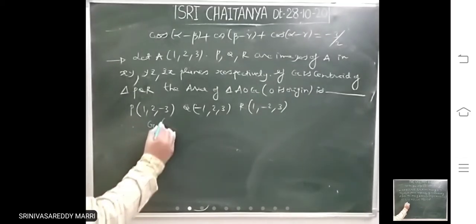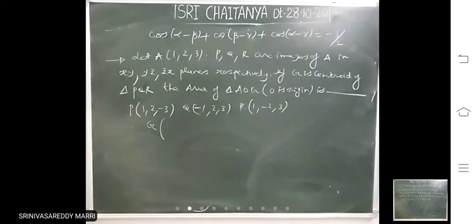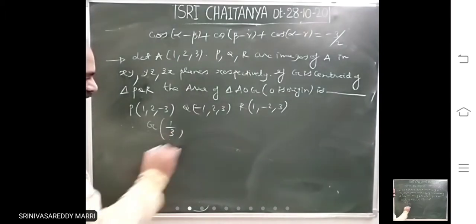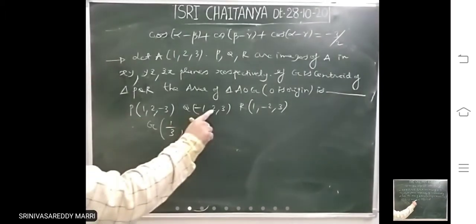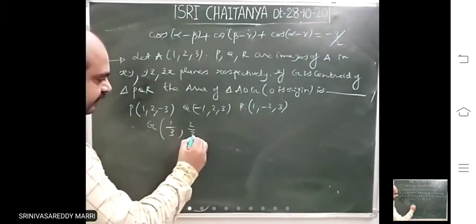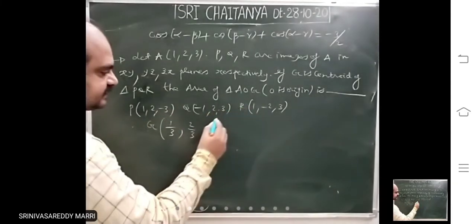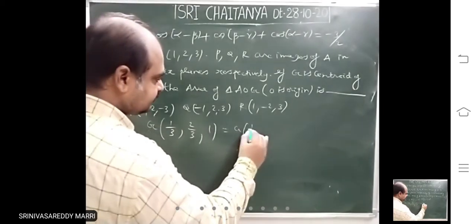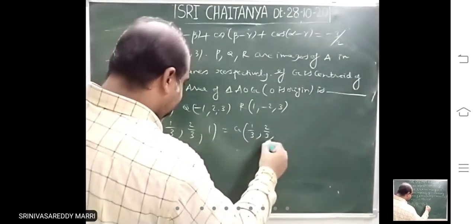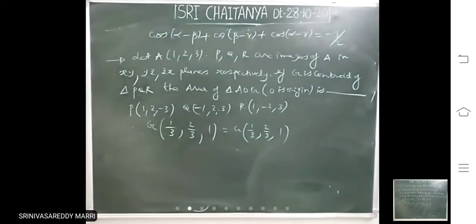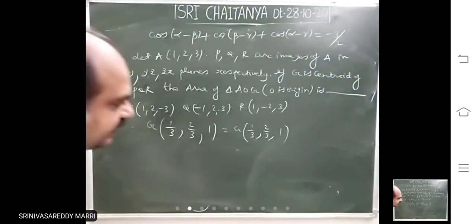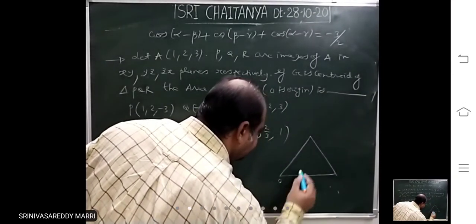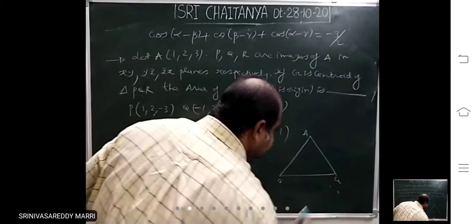So this is PQR. Now G is the centroid. Centroid means sum divided by 3. So (1 minus 1 plus 1)/3, (2 plus 2 minus 2)/3, (3 plus 3 minus 3)/3. That means the centroid is (1/3, 2/3, 1). So you got the centroid. Now he is asking about triangle AOG. I am drawing the triangle: this is O, this is A, this is G.